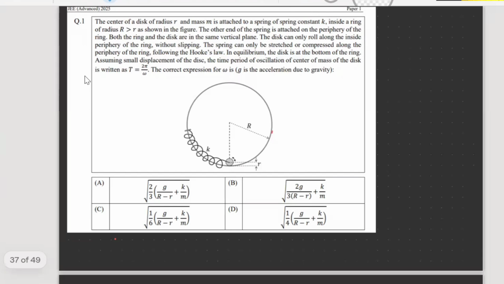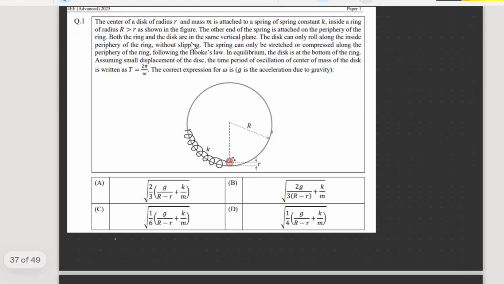This question says that the center of a disk of radius r and mass m is attached to a spring of spring constant k inside a ring of radius capital R greater than small r. So there is a disk which has mass m and radius small r, and it is oscillating inside the ring. The other end of the spring is attached to the periphery of the ring.